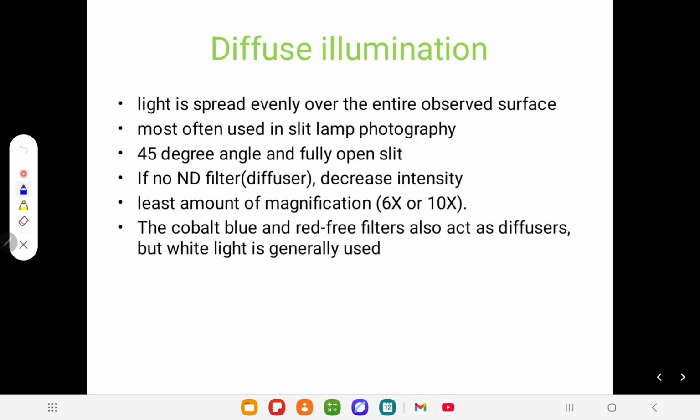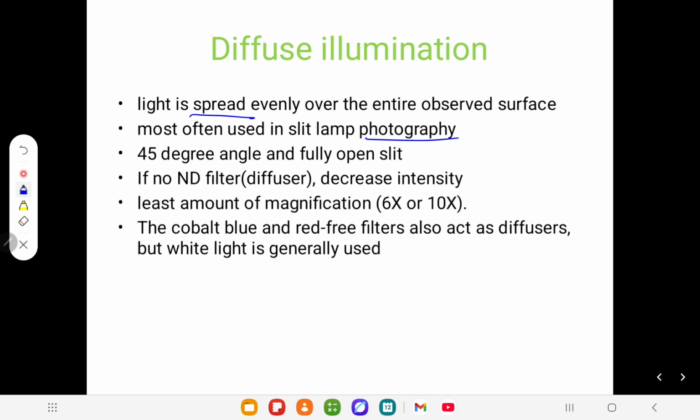So what is diffuse illumination? Diffuse itself means light is spread evenly over the entire observed surface, basically evenly over the entire eyeball. It is most often used in slit lamp photography. So basically when we want external photography, we definitely use this. Basically a 45-degree angle and the full open slit.